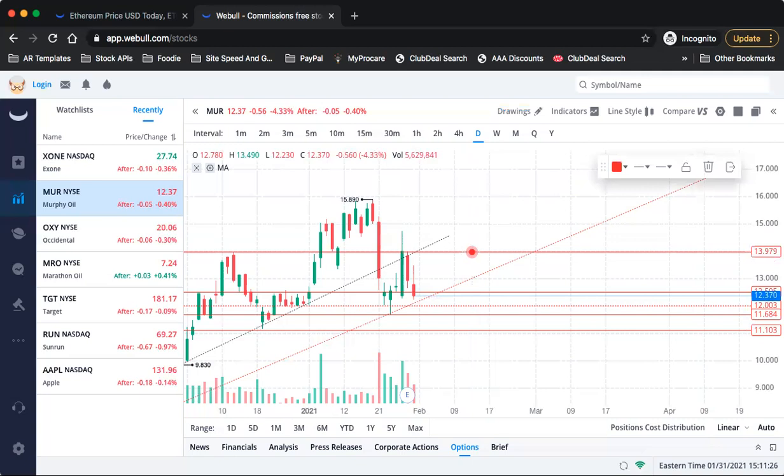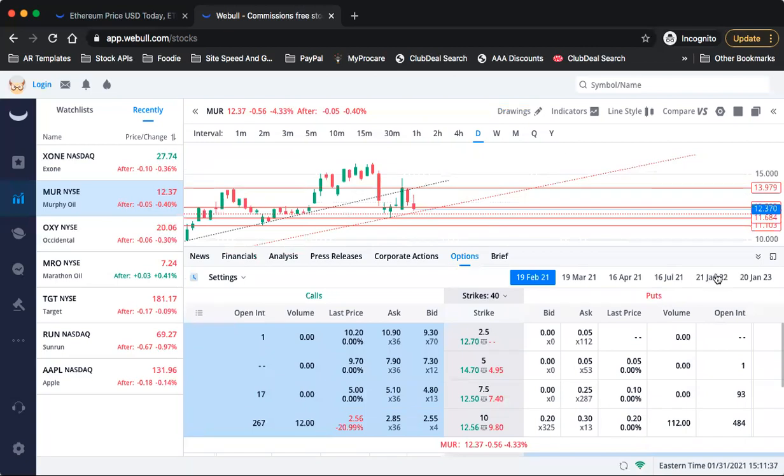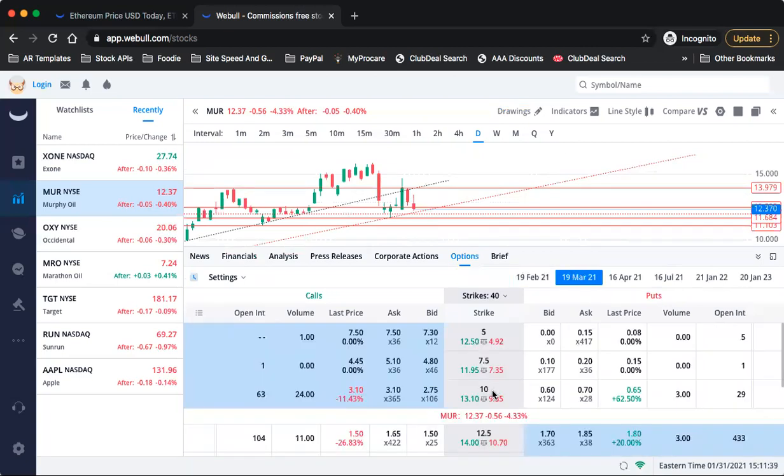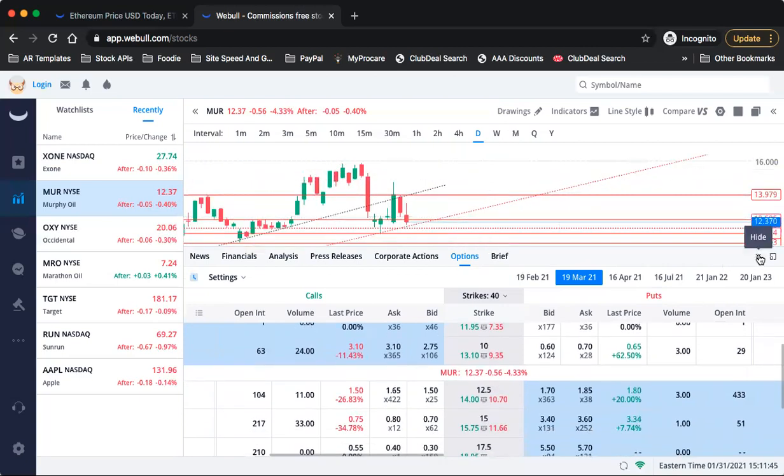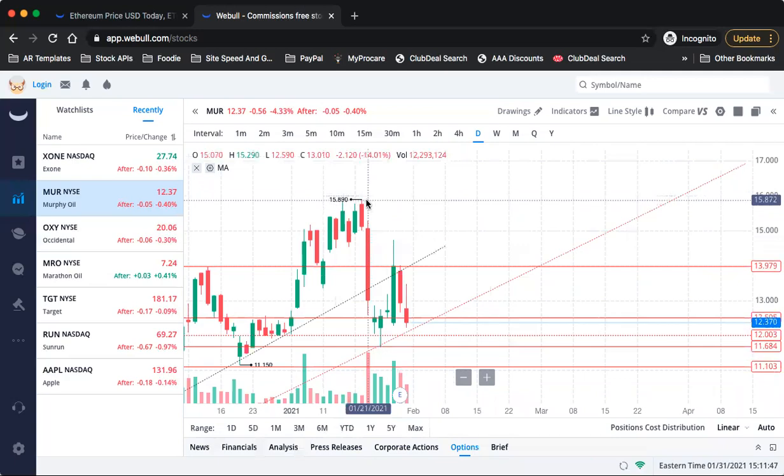But again, let's have a look at the options real quick here. Again, we're sticking to March 19 plays. So the March 19, again, we focused on our previous high, which was 15.9.